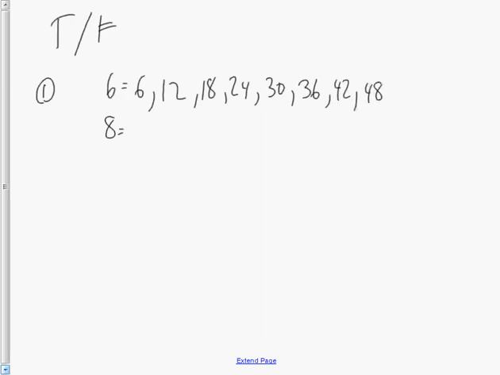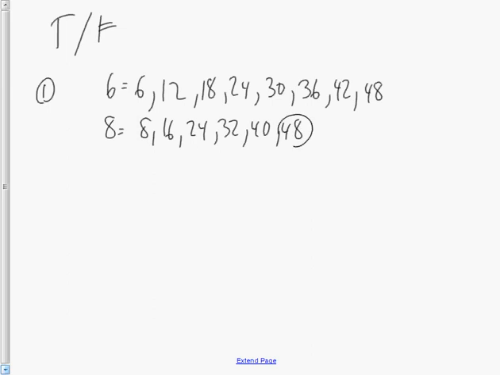The first common multiple of 6 and 8 is 48. So what we're going to do here is find the multiples of each of them. So 6, 12, 18, 24, 30, 36, 42, and 48. I'm going to stop there at 48 because it says the first common multiple is 48. For 8, they would be 8, 16, 24, 32, 40, and 48.